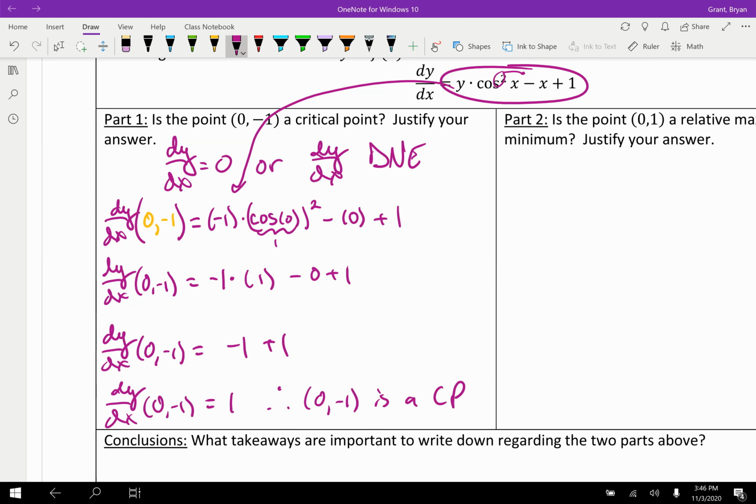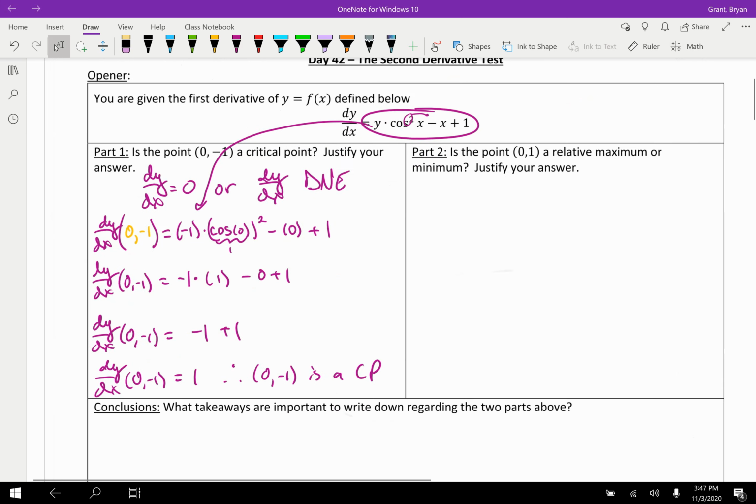Because remember, the definition for a critical point is a point that makes the derivative equal to 0 or not exist. Now, if this was the second derivative, it would not be enough to justify that (0, -1) was an inflection point. Because to be an inflection point, we need to make sure that the second derivative changes sign. But a critical point is easier. A critical point is just, does the point make the derivative 0 or undefined? And in this case, it does. Cool. All right, well, part 2.